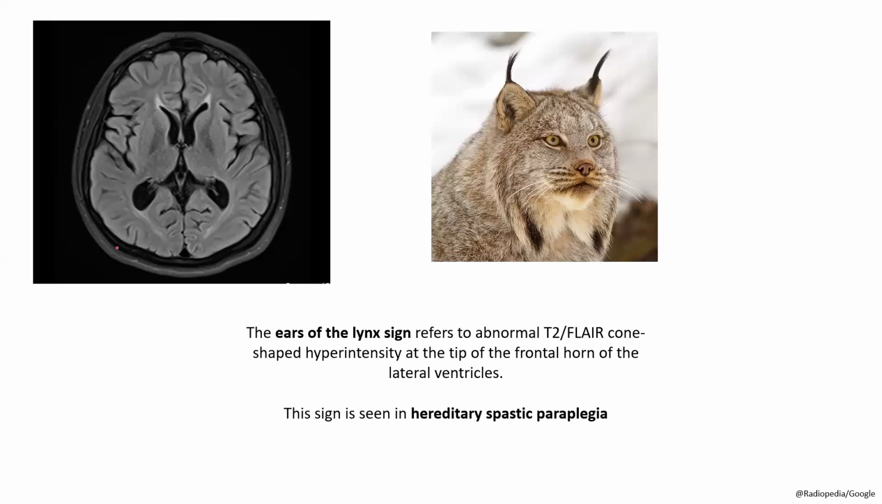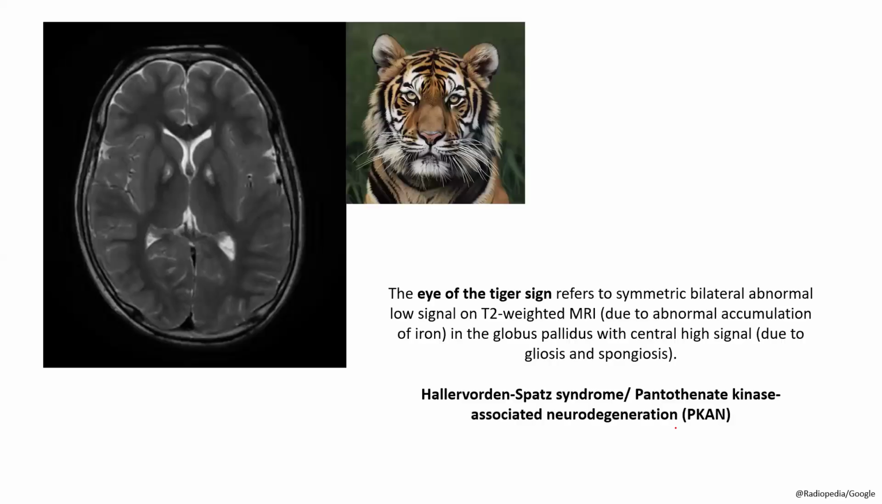What is this sign? This is ears of the lynx sign, which is because of abnormal T2 or FLAIR cone-shaped hyperintensity at the tip of the frontal horn of the lateral ventricle, and it indicates hereditary spastic paraplegia. What is this sign? This is eye of the tiger sign, which refers to symmetric bilateral abnormal low signal intensity on T2 weighted MR in the globus pallidus, and then there is central high signal intensity, which indicates Hallervorden-Spatz syndrome or PKAN syndrome.